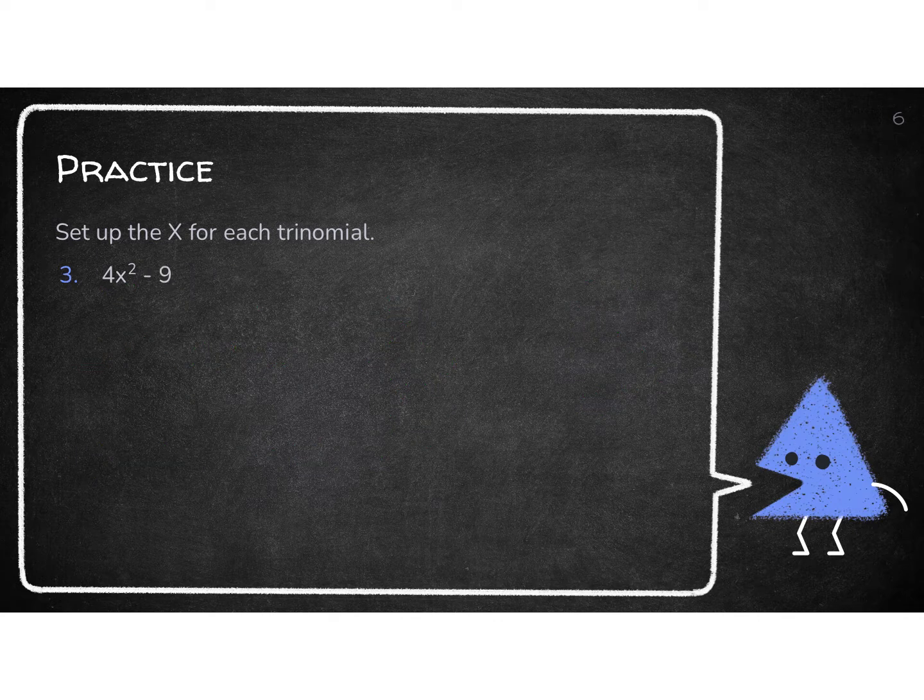So let's go ahead and look at this one now. Number 3, I have 4x squared minus 9. First things first, GCF. Well, 4 and 9 don't have a GCF, so I can't take anything out. But I need to find my a, my b, and my c to set up my X. And I only see 2 things here.